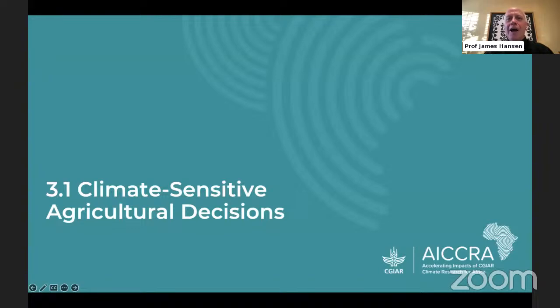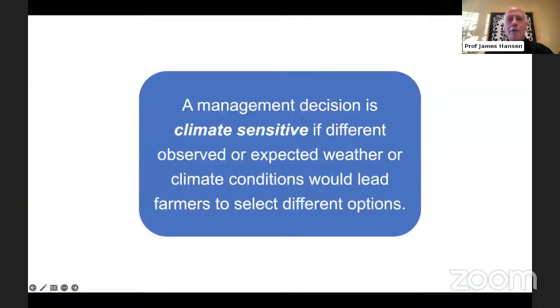So if we're going to have a session about climate sensitive agricultural decisions, we need a definition. A management decision is climate sensitive if either different observed or different expected weather or climate conditions would lead a decision maker to select a different option.